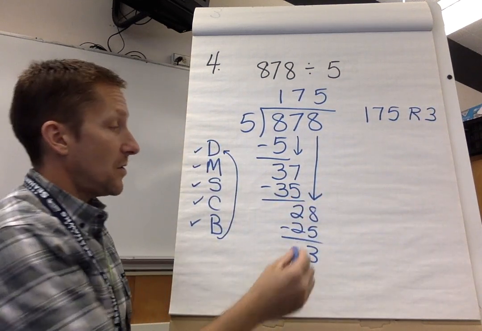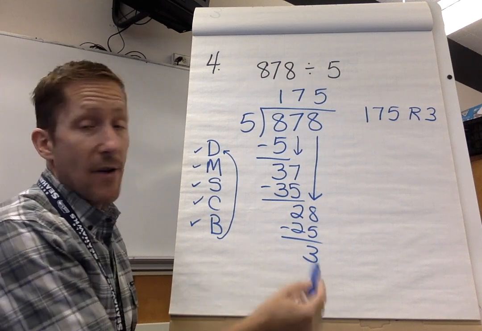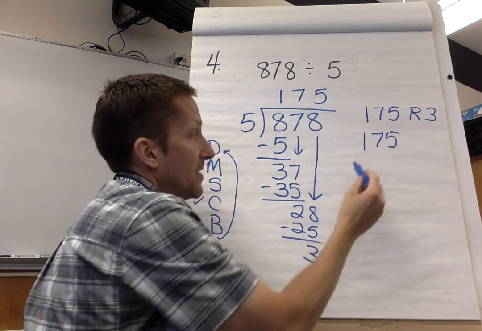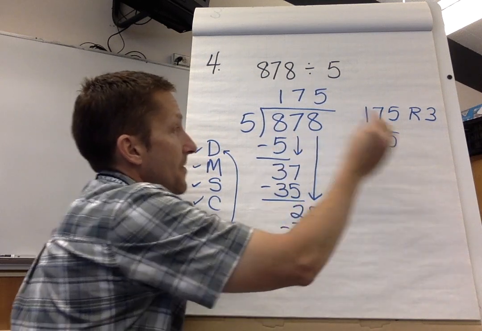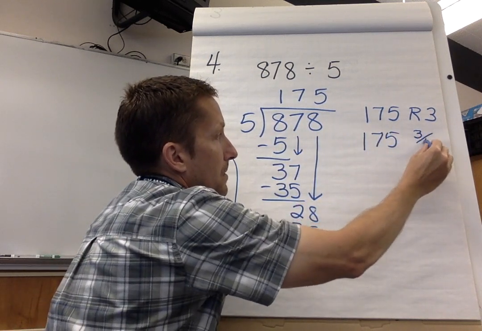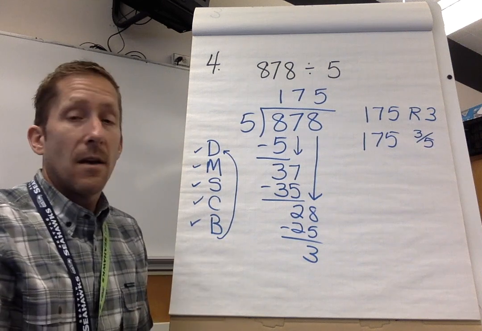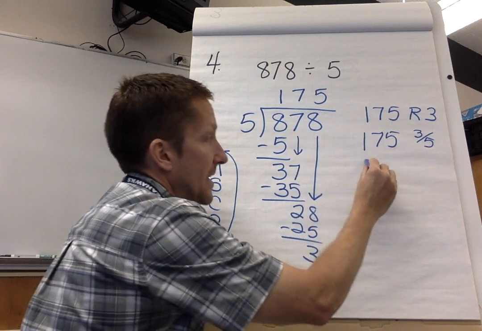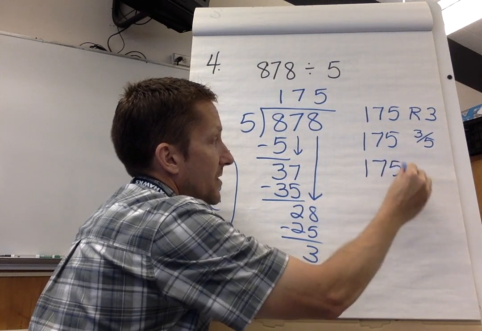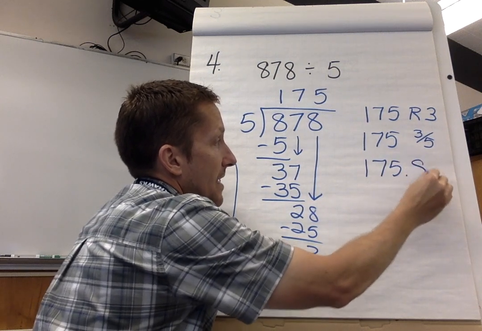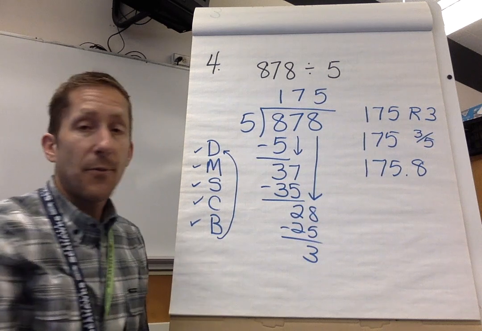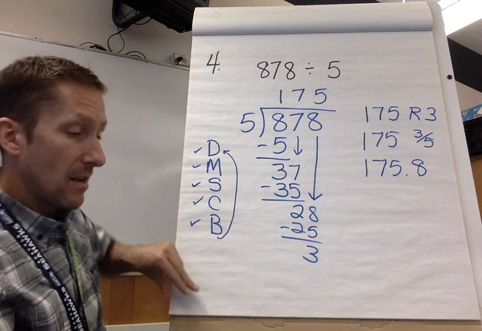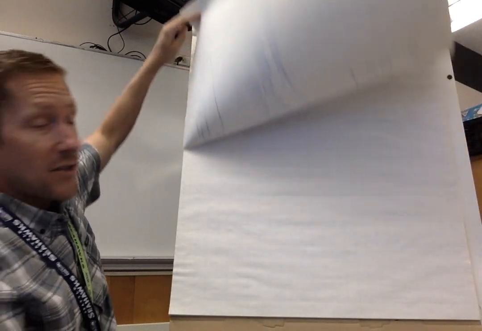I could have also changed the remainder into a fraction amount. That answer would have been 175 and 3/5. I could have also changed the remainder into a decimal amount, and that would have looked like this, 175.6. All 3 of those answers I would accept for this problem. Moving on to question 5.